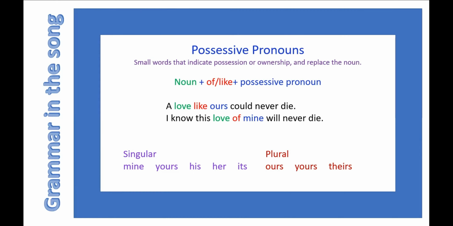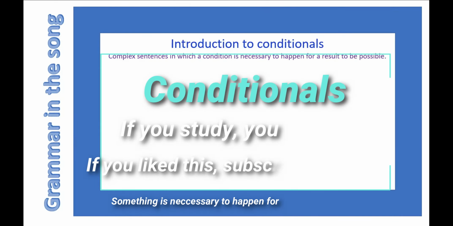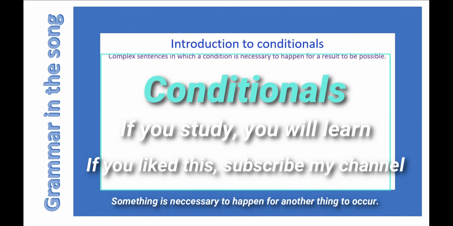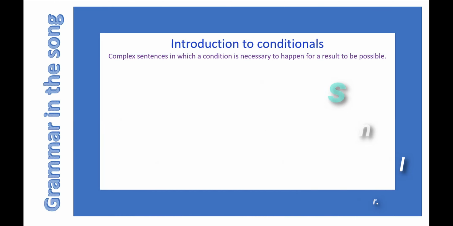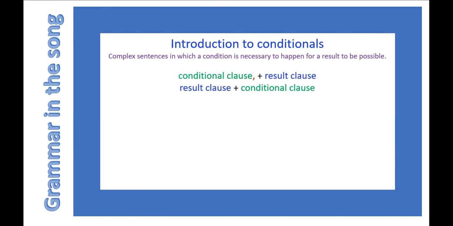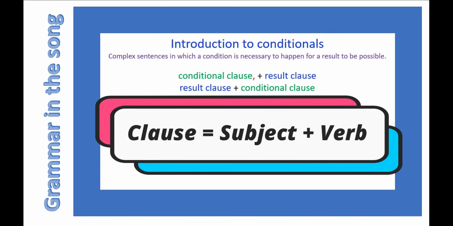In the song, there are also a couple of complex sentences containing conditionals. Conditionals are complex sentences in which a condition is necessary to happen for a result to be possible. There are many kinds of conditional sentences. No matter what kind of conditional it is, all of them have two clauses. A clause is a phrase or a sentence that has a complete idea in it. It contains a subject and a verb. In the case of conditionals, they are two: the conditional clause and the result clause.